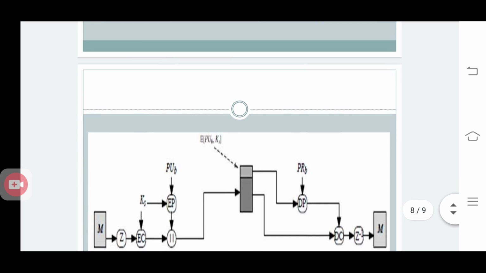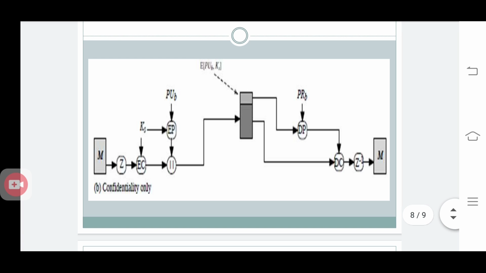And this is a figure which shows the confidentiality. You can see one is a message, that is the original message M. You have to first perform some compression or zipping. Z represents zipping. After that, the compressed format is encrypted using a session key. You can see EC stands for encryption, and KS is the session key.